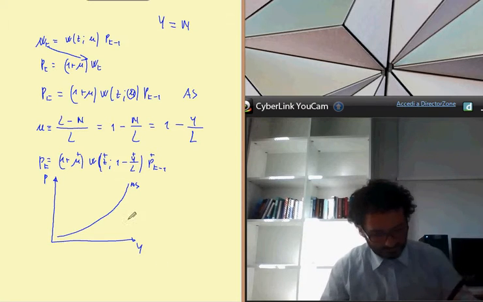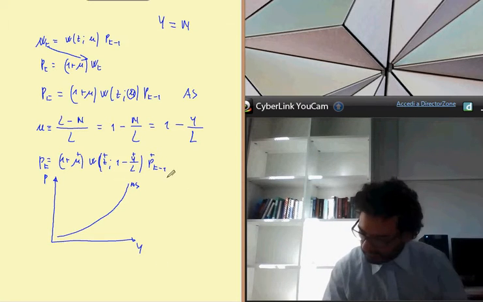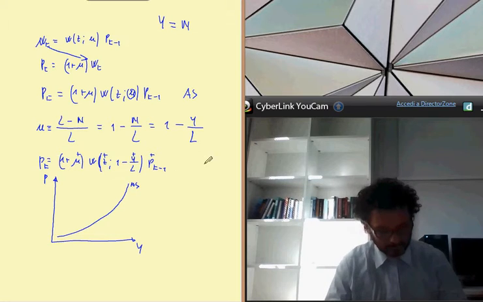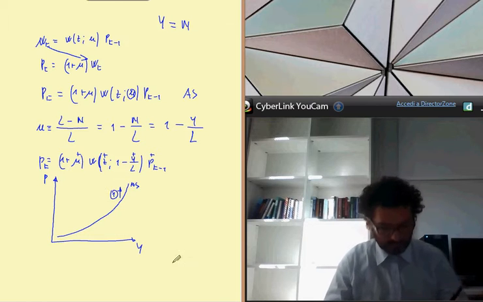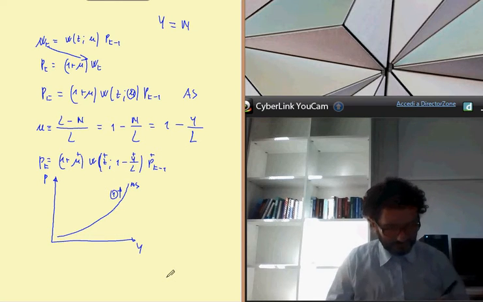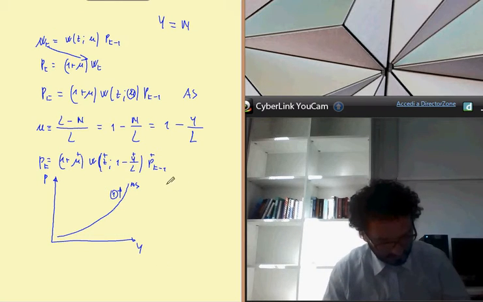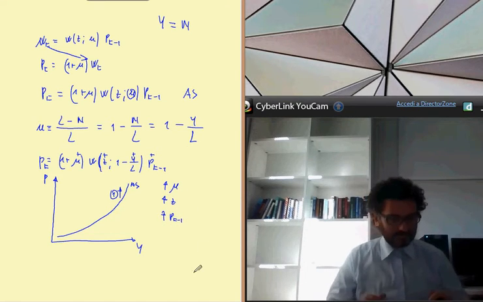The opposite, a shift to the right, holds if we have a reduction in the markup, if we have a reduction in the union power, and if we have a reduction in price expectation. All these things imply a shift to the right.